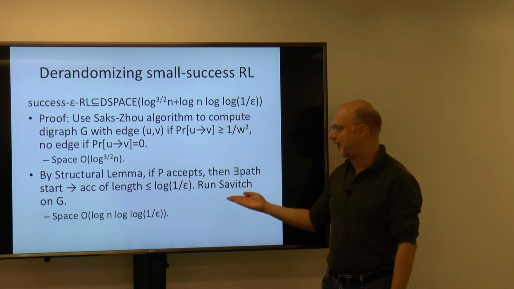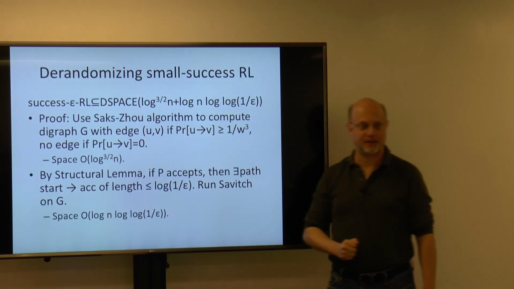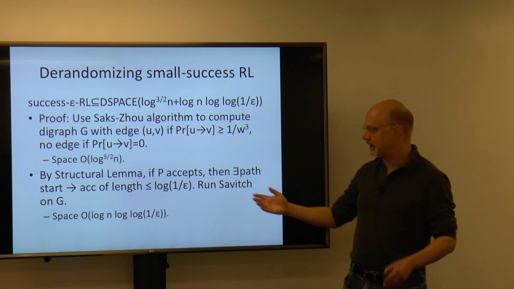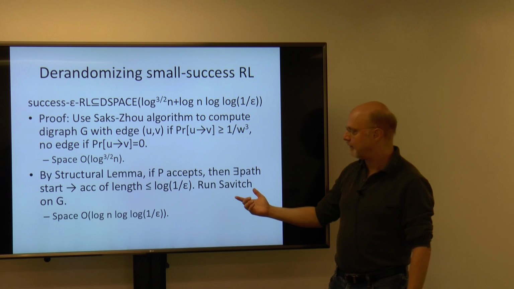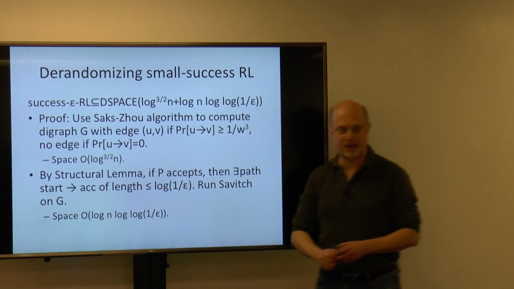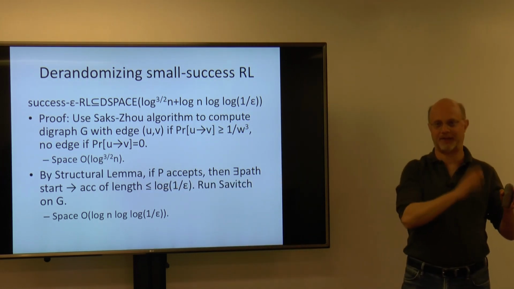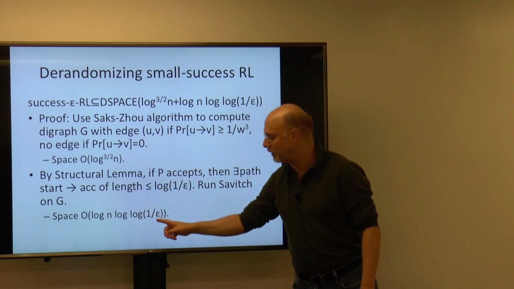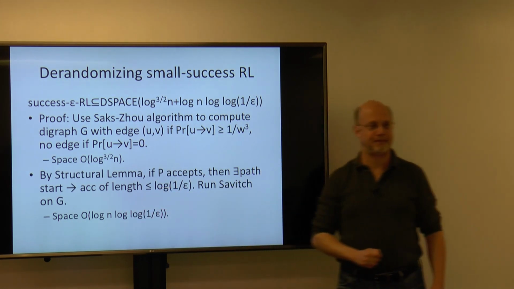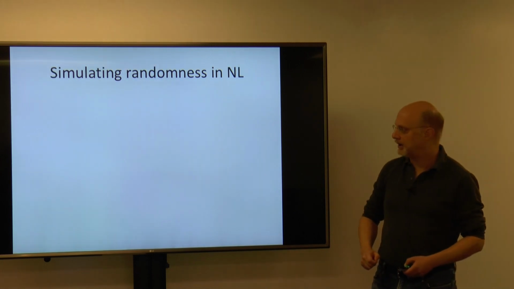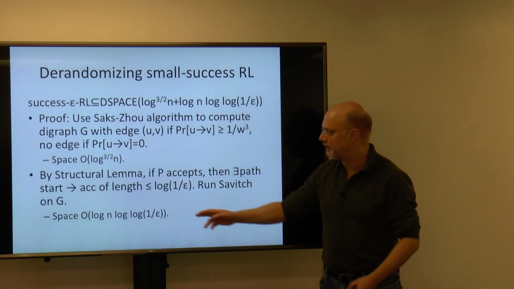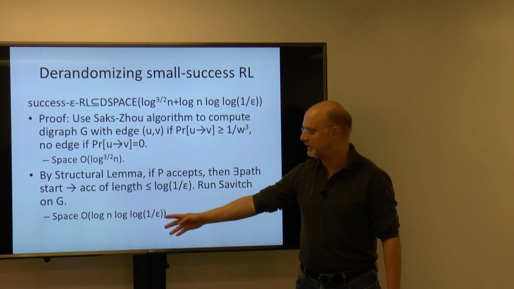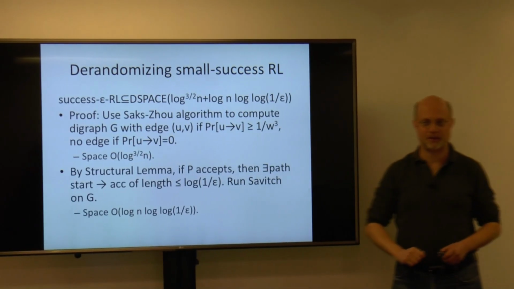So the idea is just to run Savage's algorithm on this graph. If you remember Savage's algorithm, more generally, the paths are of length log 1 over epsilon, so we have this recursive halving. So we can do it in space log 1 over epsilon times log n. And that's it. So this part took space log to the 3/2 n, and this took space log 1 over epsilon times log n. So that's it.